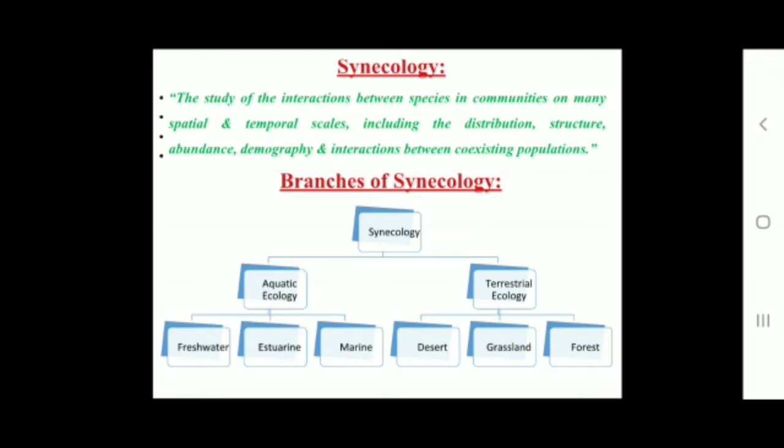definition, concepts, scope and types, alpha, beta and gamma diversity. So first we see the introduction. Species diversity and biodiversity are widely used terms in ecology and natural resources management. The term biodiversity is widely used but rarely defined well. Different authors have defined it in their own way and perspective.